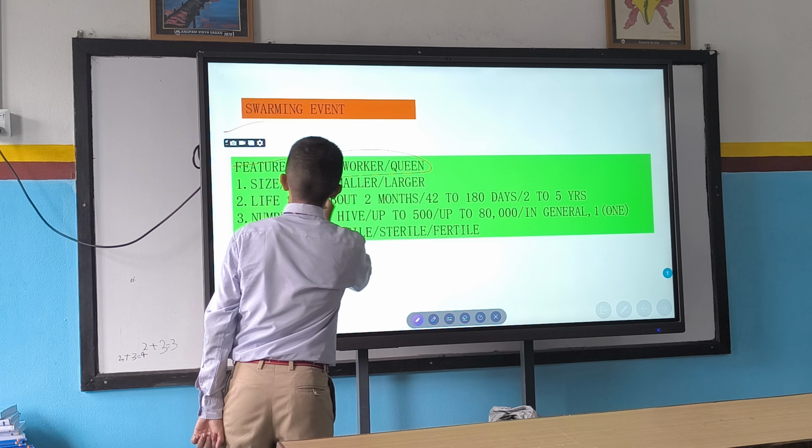Lifespan. Drone bees live about 2 to 6 months. Worker bees live about 42 to 180 days, and the queen bee about 2 to 5 years.